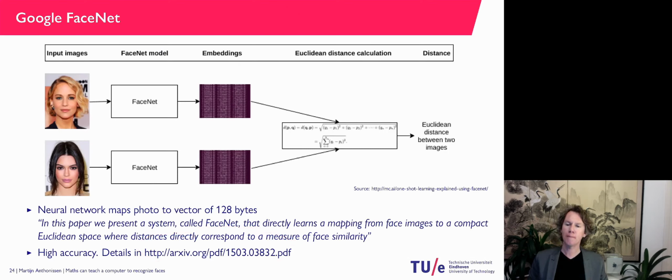And what they say is that they map a photo to a vector of only 128 bytes. So that's very, very little information. And they say that the neural network that does that, which is called FaceNet, learns a mapping from face to a compact Euclidean space, so to a vector, and apparently the distances in this Euclidean space, in R^128, are a good measure of face similarity, so are people alike or not.